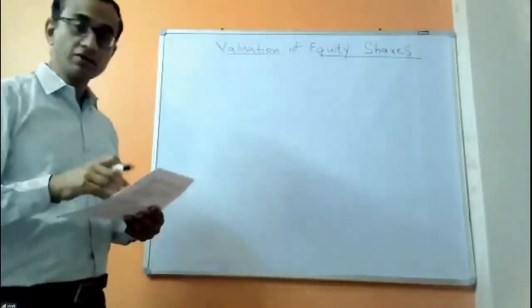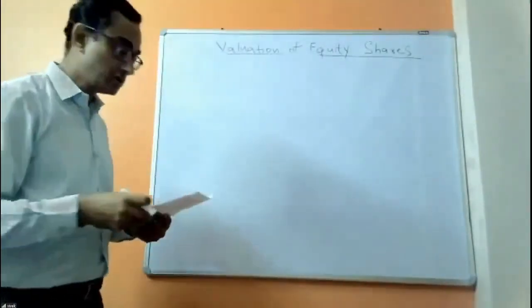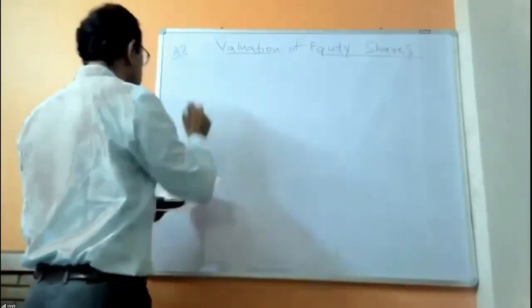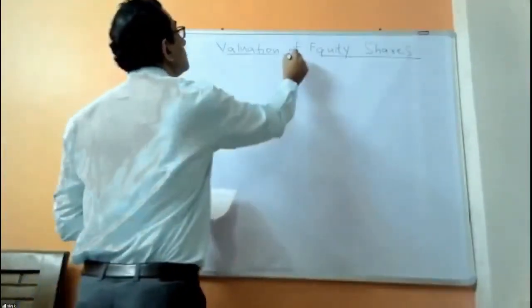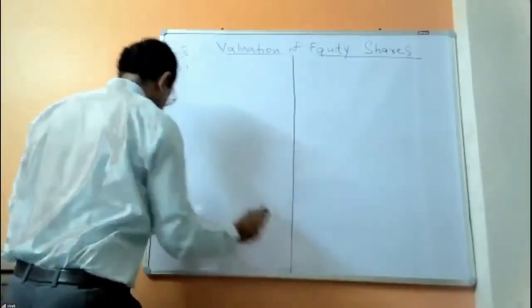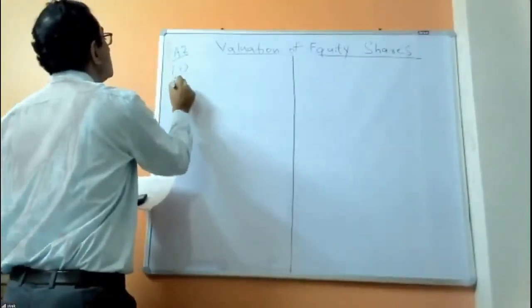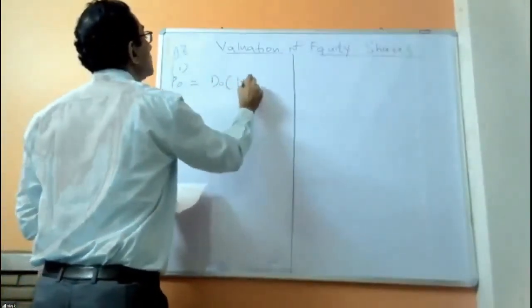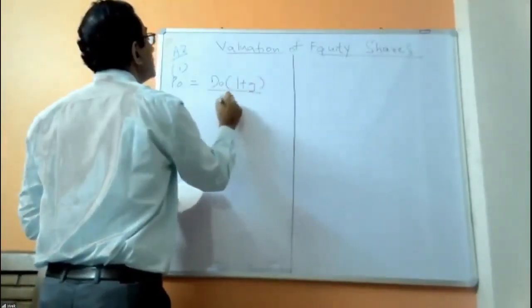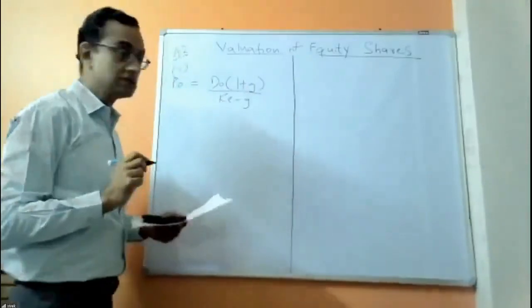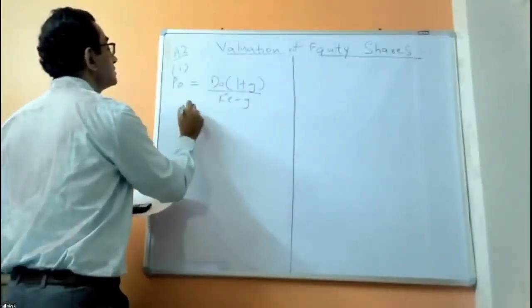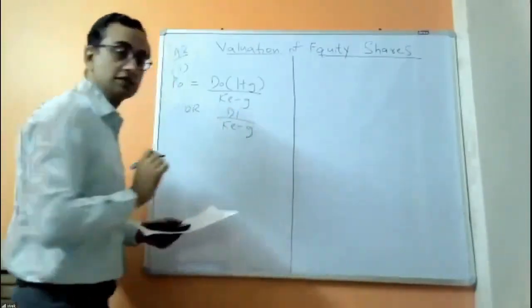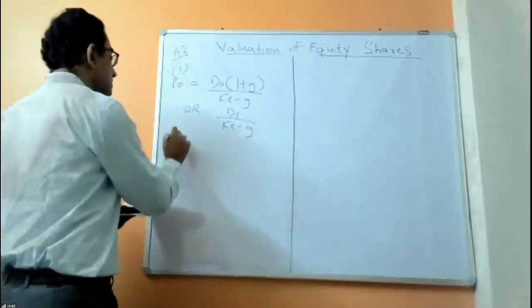Okay, now fine. Let us calculate the first part, that is calculate the present value of stock of ABC Limited. This is question 2. You know the formula. P0 is equal to D0 into 1 plus g upon KE minus g. Alternatively, it can also be written as D1 upon KE minus g.